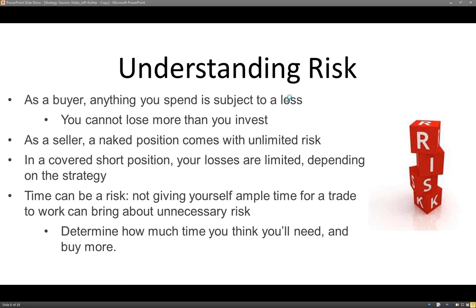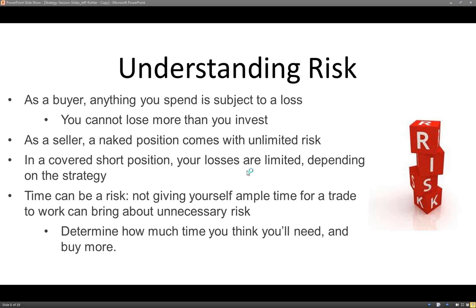So the one thing you've got to understand here is risk, okay? Just like any other option, if you're a buyer, anything you spend is subject to a loss. And as a buyer, you cannot lose more than you invest. As a seller, though, a naked position comes with unlimited risk. And for those of you with option trading experience, that's no different from what you already know. In a covered short position, your losses are limited, but it depends on the strategy, right?